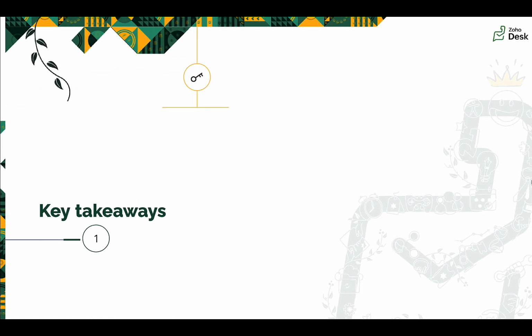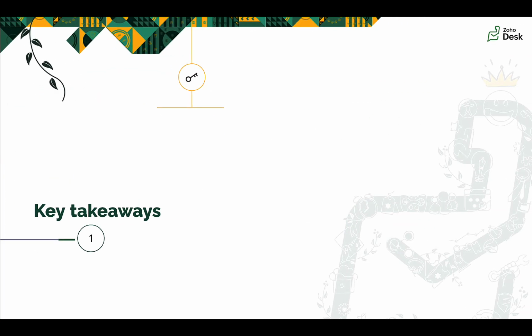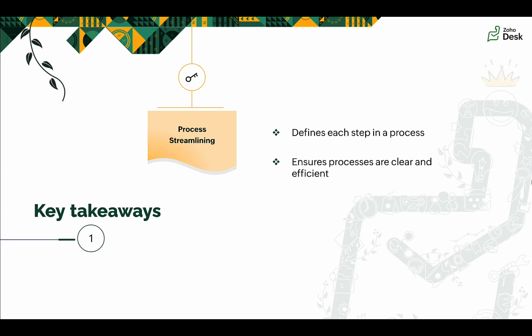Let's quickly look into the key takeaways of this session. So the first one is process streamlining. By clearly defining each step, a blueprint ensures that all actions in a business process are structured and systematic. This eliminates ambiguity, allowing agents to focus on what needs to be done at each stage. With defined transitions and checkpoints, blueprints ensure that processes adhere to organizational policies, and validation at critical steps ensures compliance and quality.